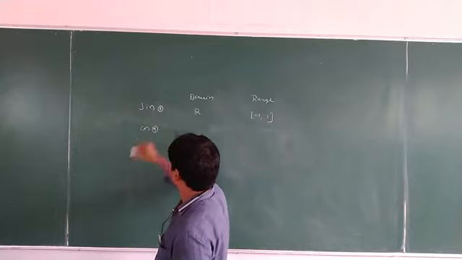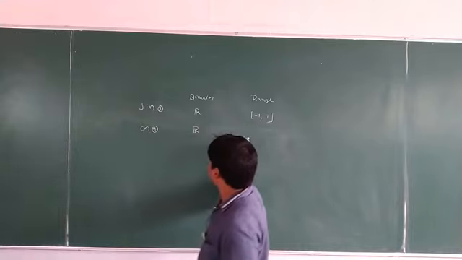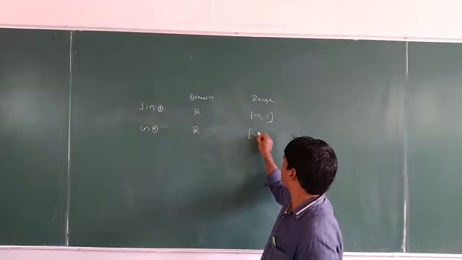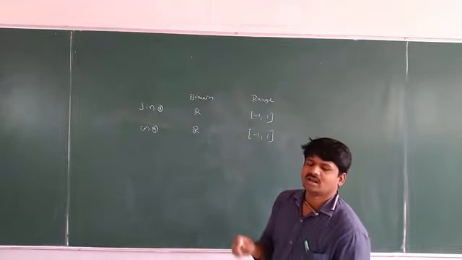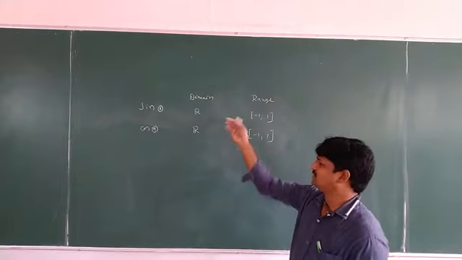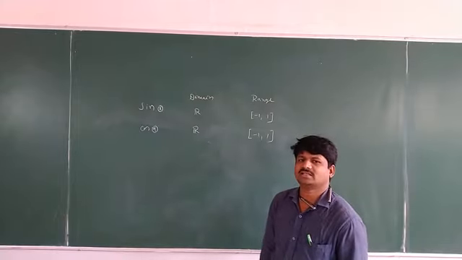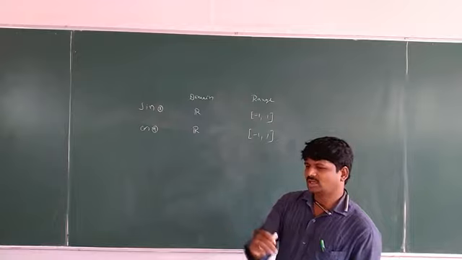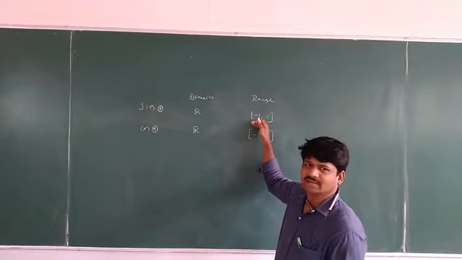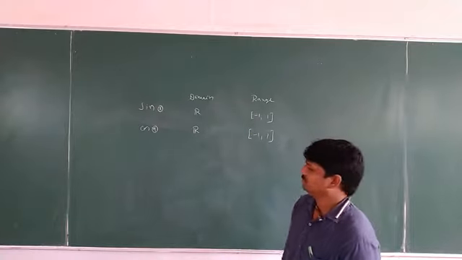Next, cos x. The x value here also is R only. And what is the range? Cos x range also -1, 1. You can understand if I draw the graph of sine, cos, tan, secant, cosecant, then you can understand clearly what the ranges are. By the graph you can understand easily.